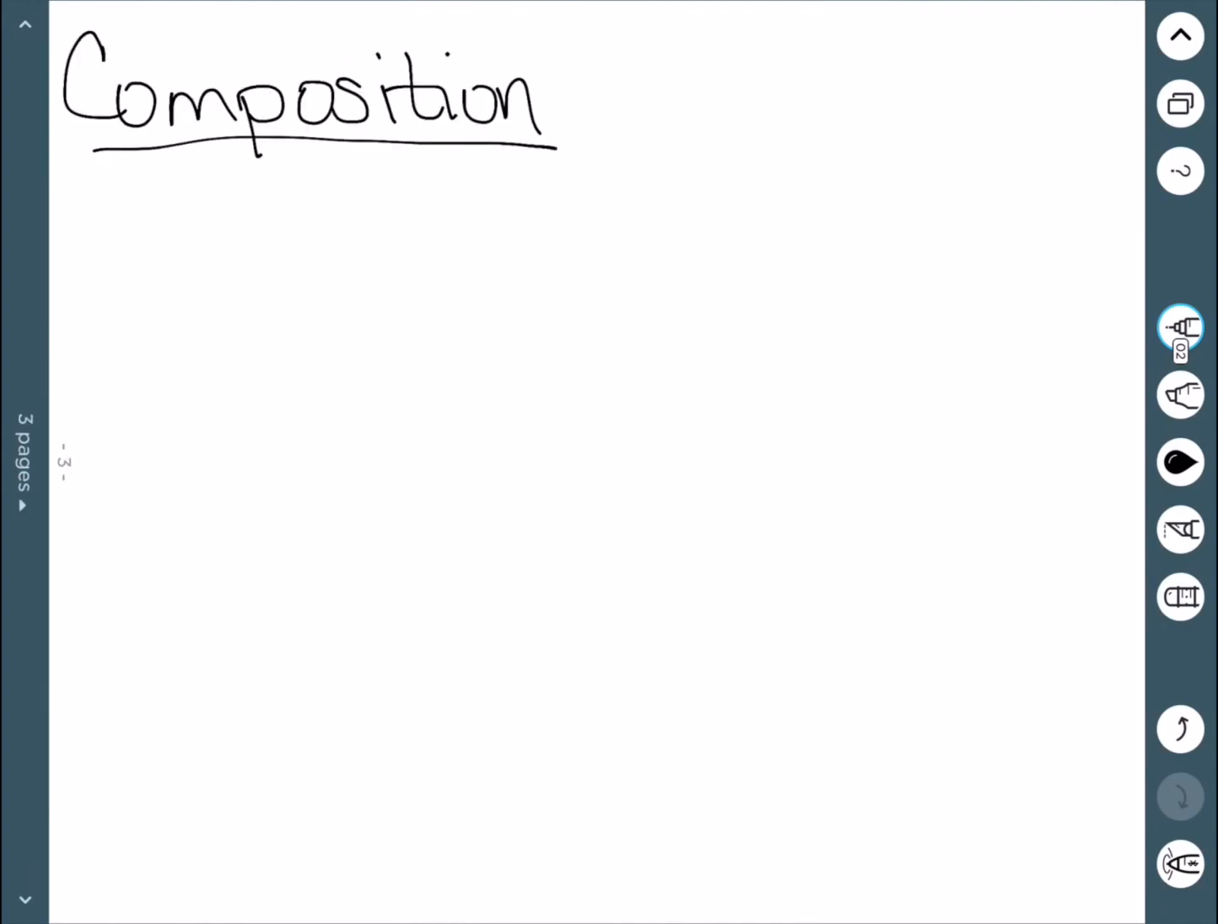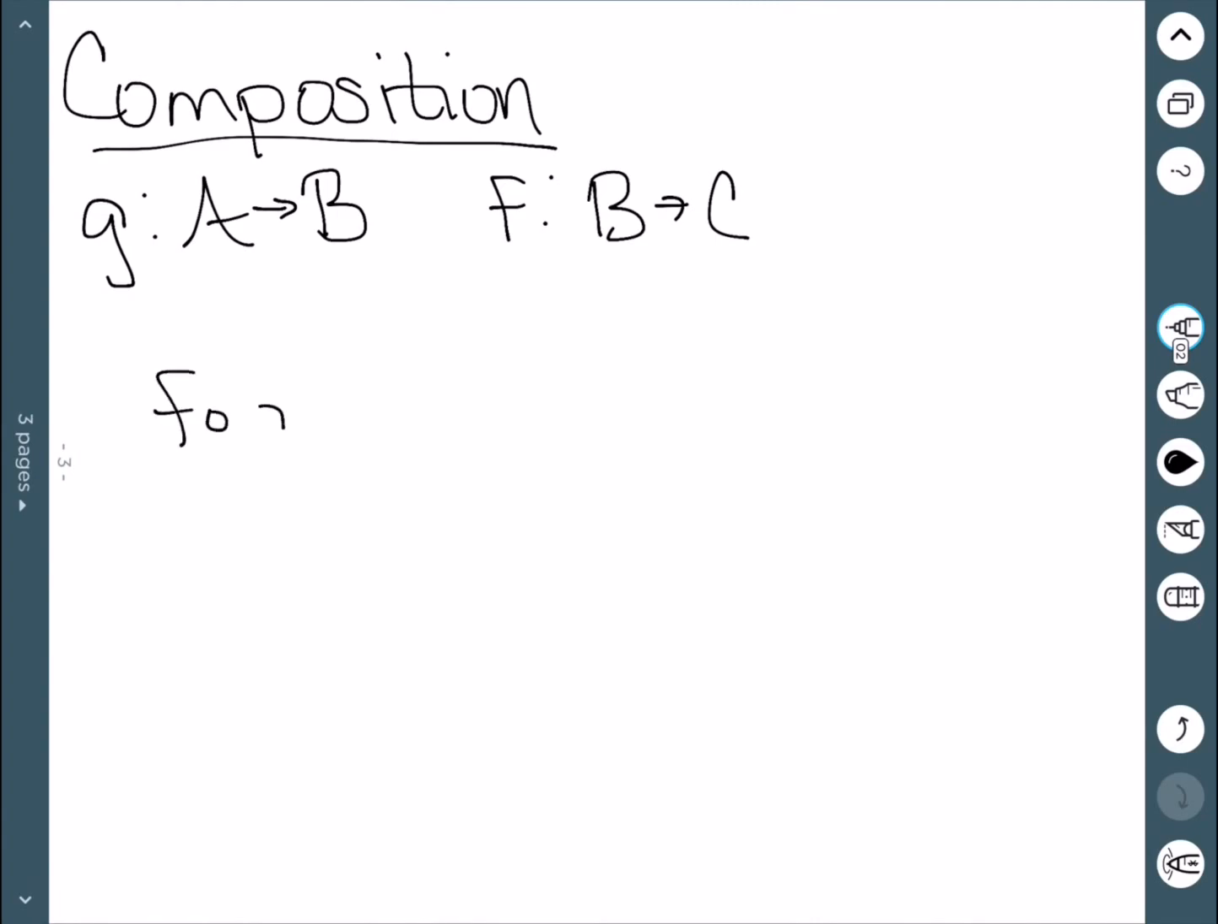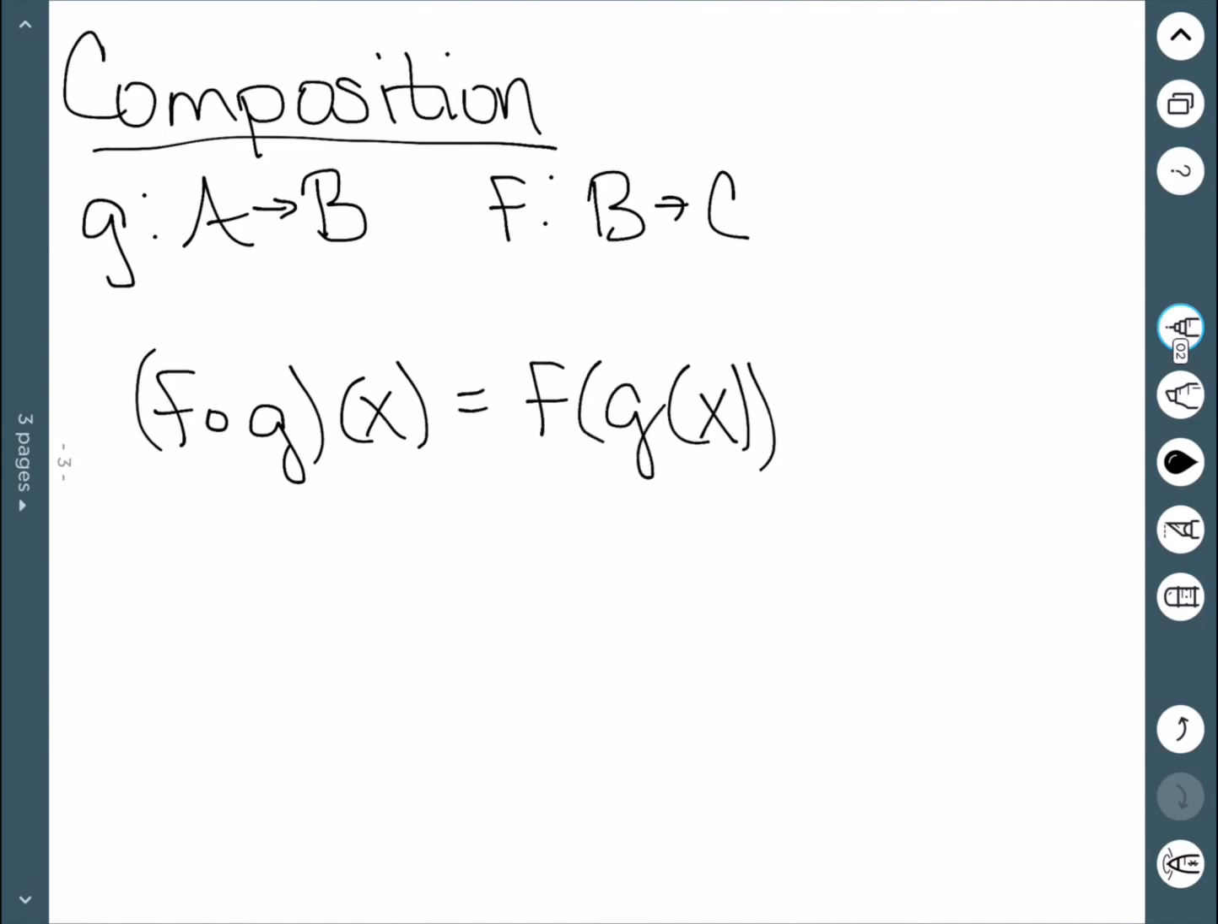We can also talk about the composition of two functions. Here, I would need a function that goes from a to b, and then another function that goes from b to c. Then we define this composition, f of g of x, to be f of g of x. The idea is you put a value into x, you get its output, take that output, and then stick it into f.